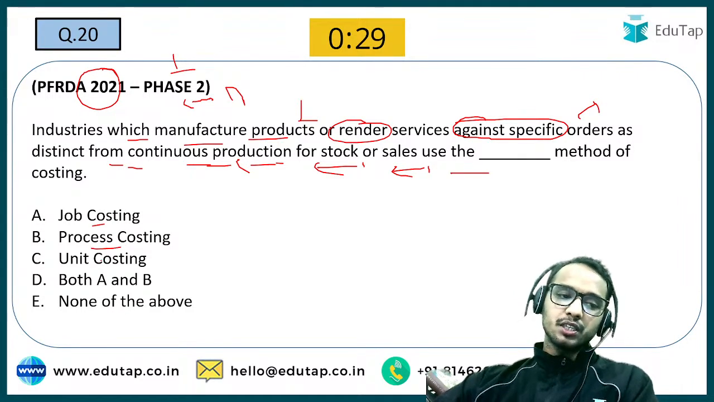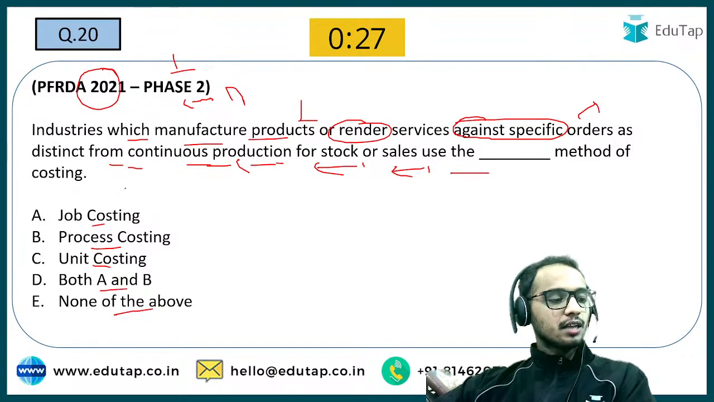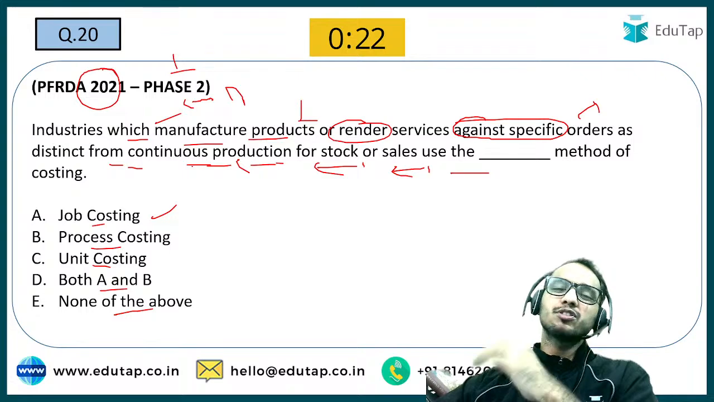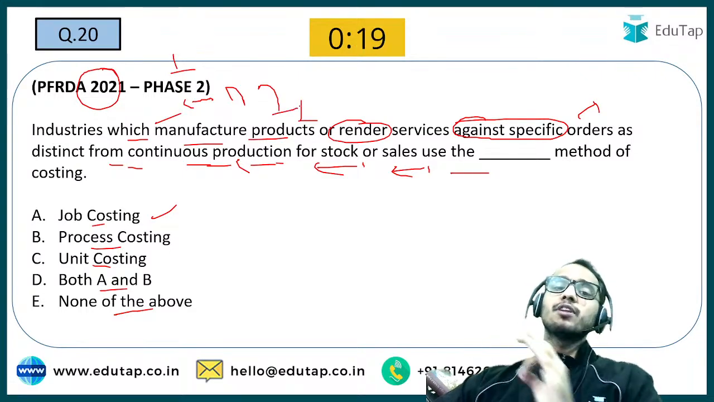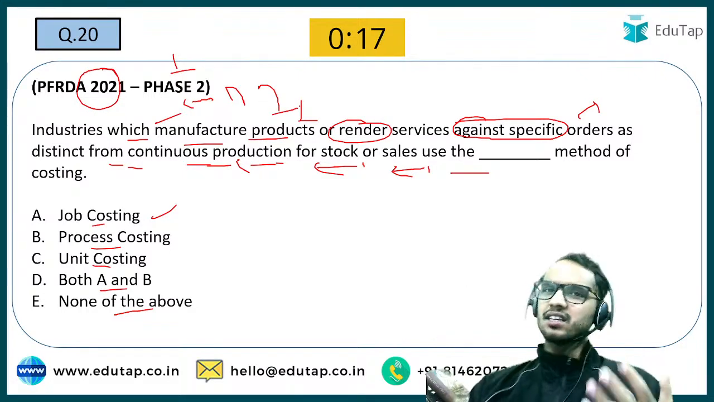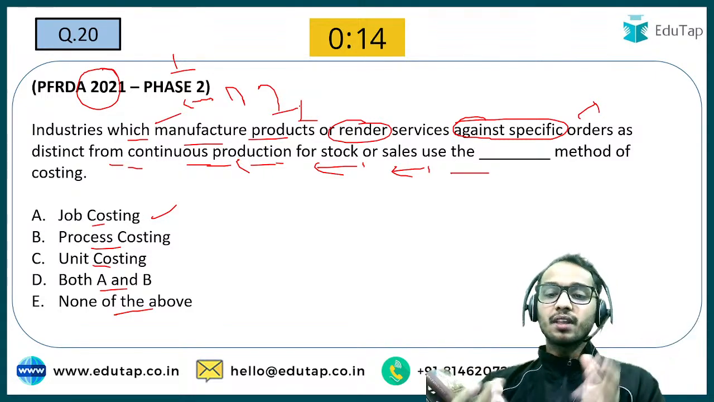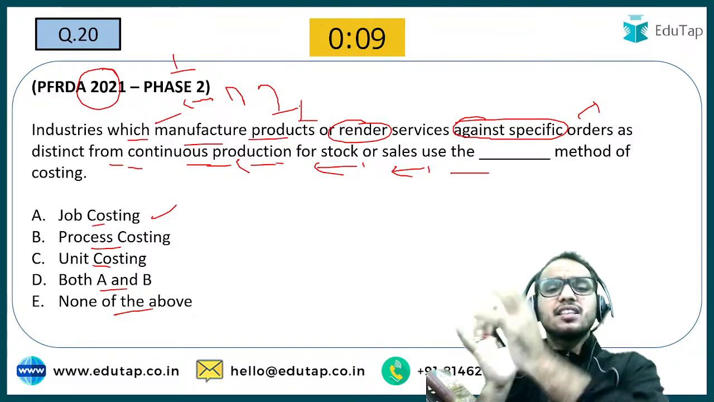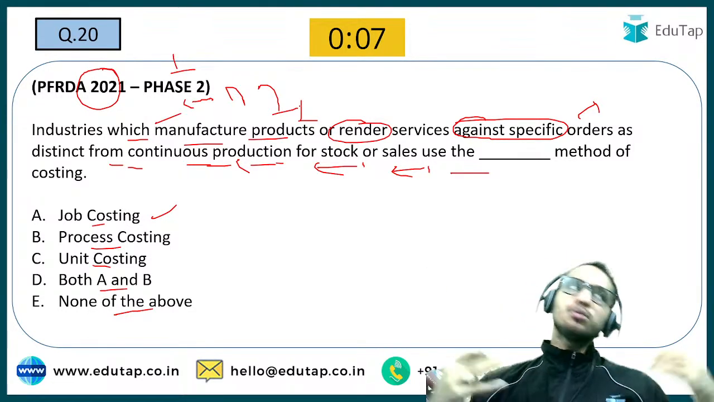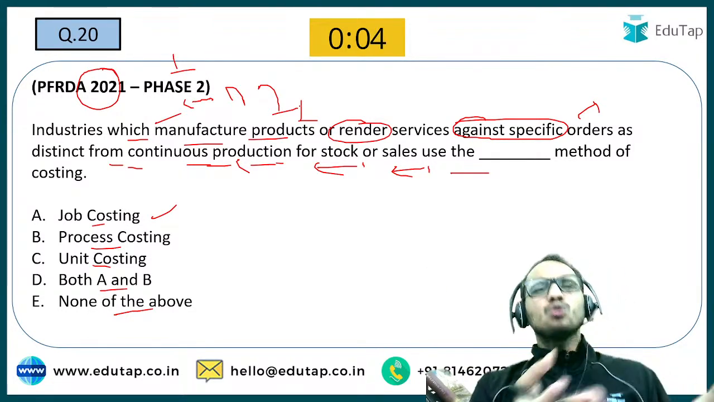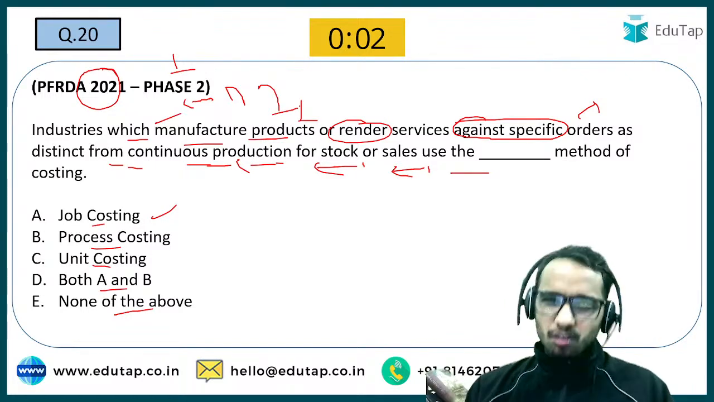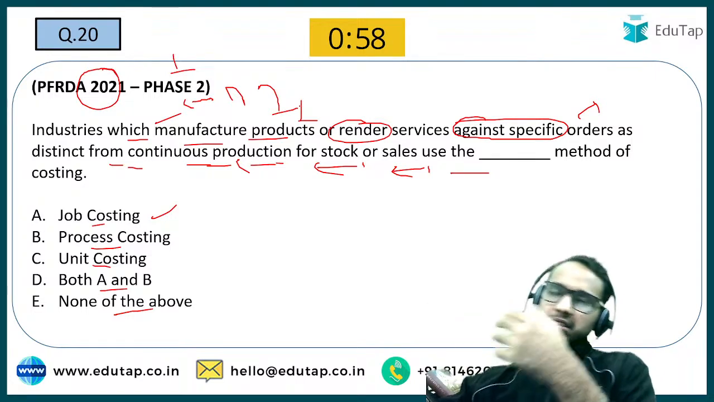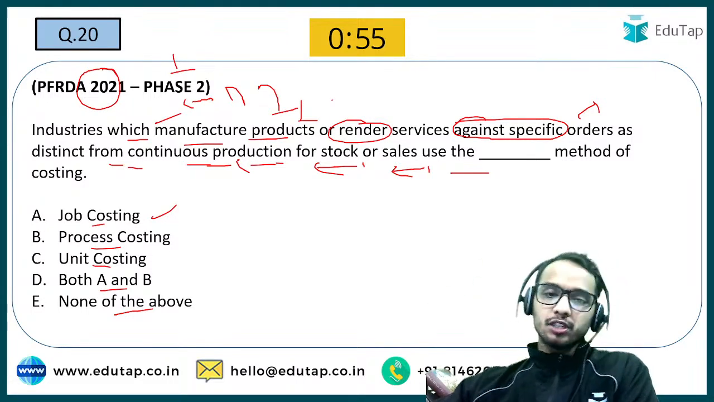Job costing, process costing, unit costing, both A and B, none of the above. And I have got the answers. Yes, everyone is correct. Again, that will be job costing. It was very easy because industries which are manufacturing products or rendering services, like interior decoration, do so against specific orders, and these specific orders are distinct from each other. So I want to decorate my house in a different way, you want to decorate your house in a different way, so our needs and our orders will be different. In that case the interior decorator is going to use the job costing method.